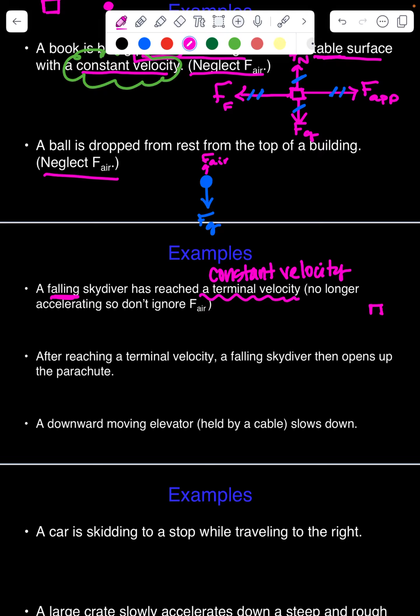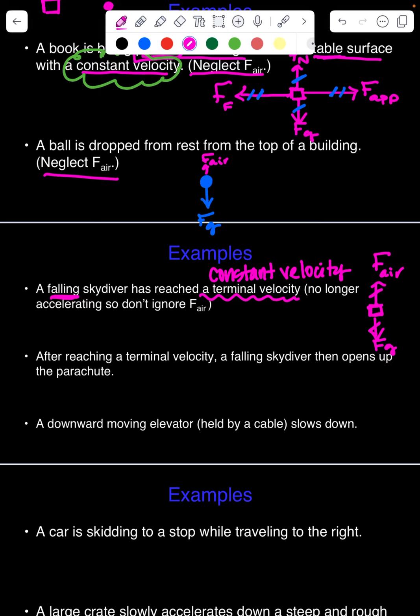So if we draw our skydiver, we know that gravity is pulling him or her down. And we know that as he or she is falling through the air, the only other force that could balance out gravity is air resistance. All right, so air resistance is opposing gravity, and because terminal velocity means constant velocity, we have to show that they are balanced by drawing those slashes.